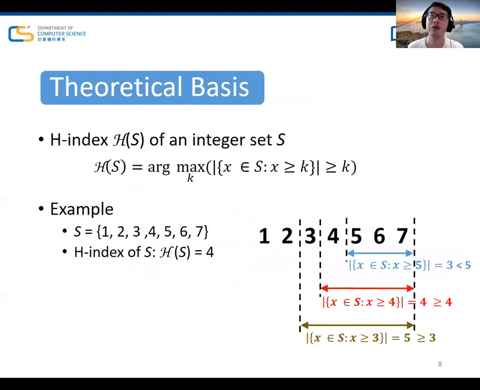To efficiently handle the (k,h)-core decomposition, we first introduce some theoretical basis. First, we introduce the h-index. Given a set of integers, the h-index is defined as the maximum value of k such that there exist at least k integers whose value is no smaller than k. For example, if the integer set contains 7 integers from 1 to 7, the h-index is 4 since 4 integers, that is 4, 5, 6, and 7, are no smaller than 4.